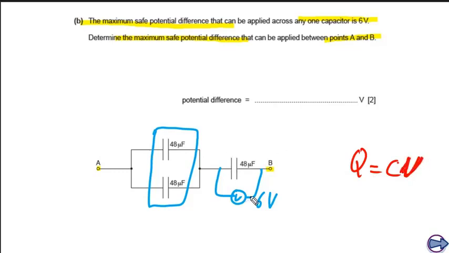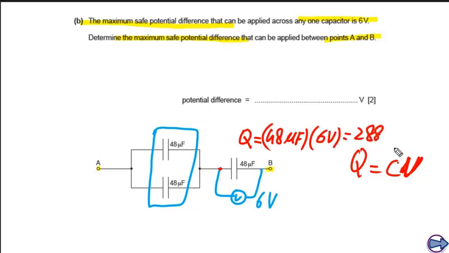Now the voltage across this one is 6 volts, so we can find the charge on it. The charge will be equal to 48 microfarads multiplied by the potential difference across it, 6 volts, and we will get the total charge on this capacitor in this setup equal to 288 microcoulombs.